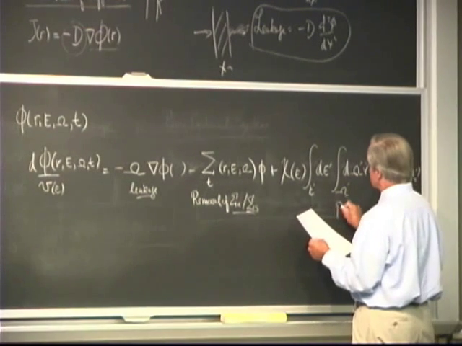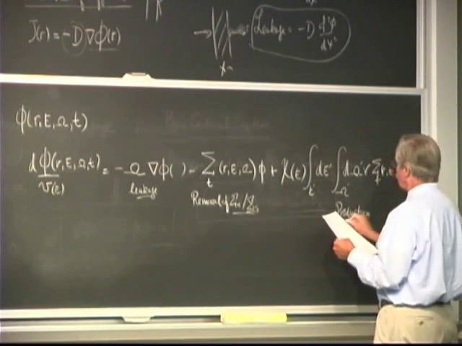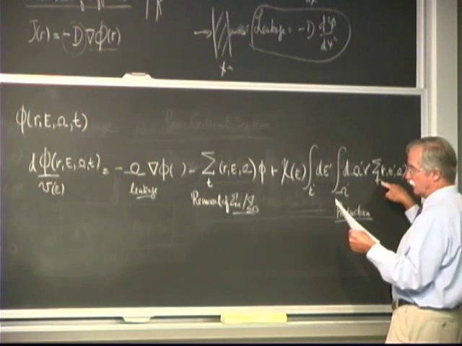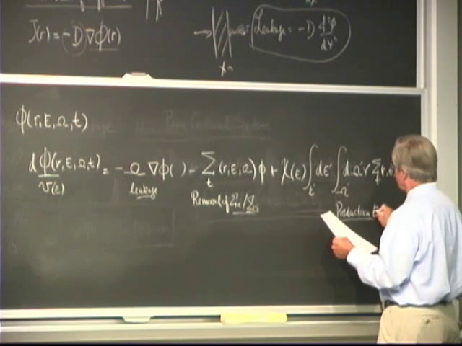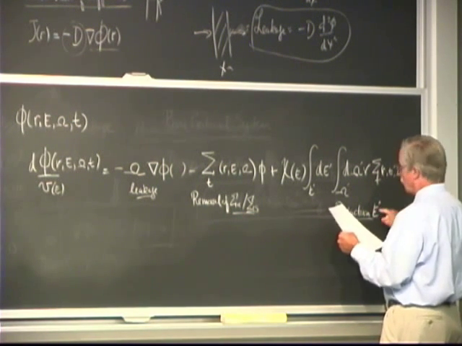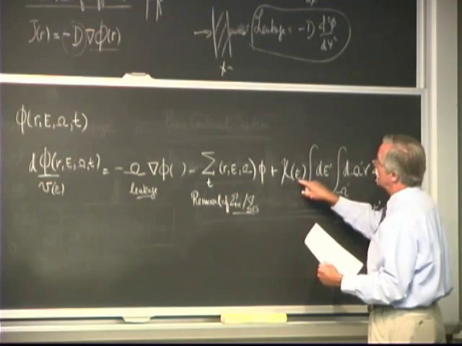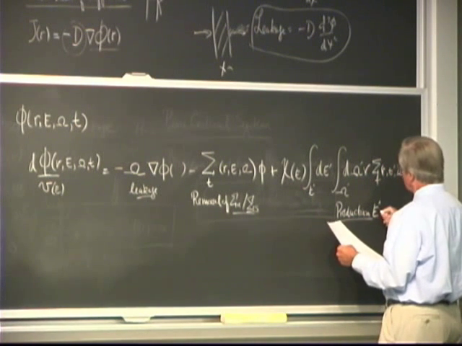So what this term is, is the production, and we don't care where it comes from as long as it ends up at point R, of neutrons from energy E prime, whatever that is, and that's the whole sweep because we're integrating over all energy, that end up with this energy E.